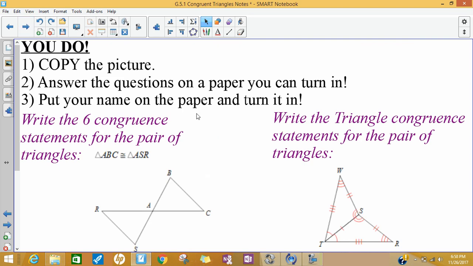So here's what I want you to do. I want you to copy both pictures for both of these pairs of triangles. Copy them exactly as you see them. In the first one, I want you to write the 6 congruent statements. And then in this one, I want you to write the triangle congruent statements. So use your notes as a reference. Go back and look at those problems we did. Go back and slide through the video. If you got stuck, do these 2 on a separate piece of paper. Copy the pictures. Put your name on top. Give it to me so that I can see what you know.